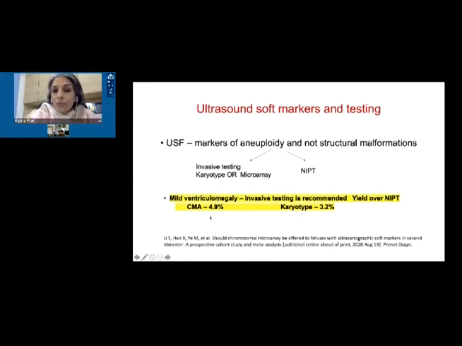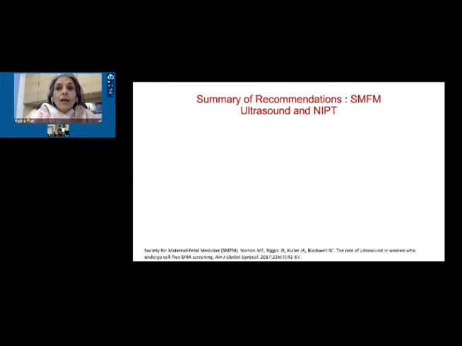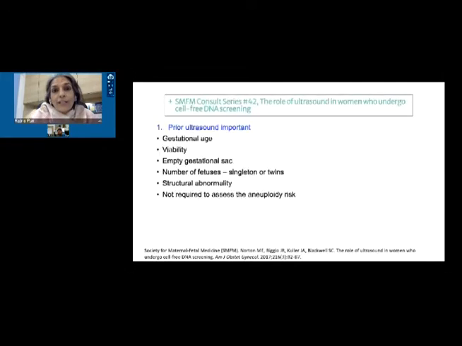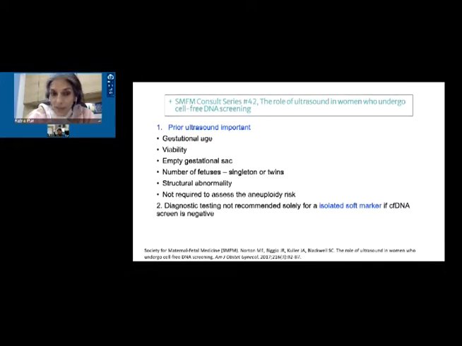And the yield is, as you can see here, nearly 5% with a microarray and 3% with a karyotype. We know that in 2 to 3% cases, if there is an abnormality on the scan, we find additional markers in the chromosomal microarray. So, the Society for Maternal-Fetal Medicine has recommendations which say that a prior ultrasound is very important whenever you're doing a cell-free fetal DNA analysis. This is because you want the gestational age. You want to make sure that there is viability of the fetus. There is no missed vanishing twin there. You want to know whether it's a singleton or a twin pregnancy, if there is any structural abnormality. And really, you don't do this to assess the aneuploidy risk, because you're already doing another screening test or the NIPT to assess that risk.